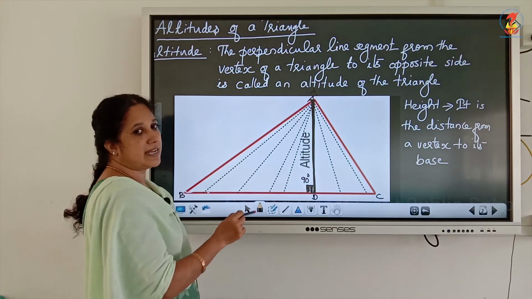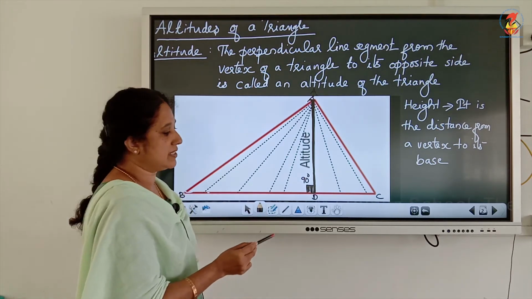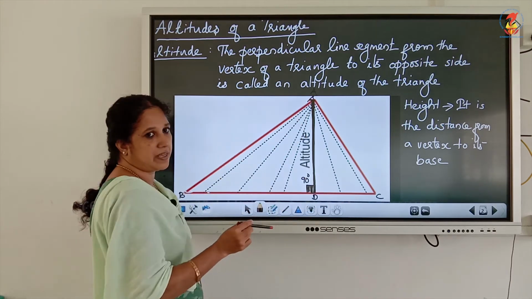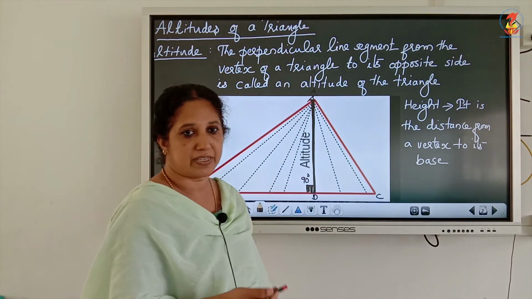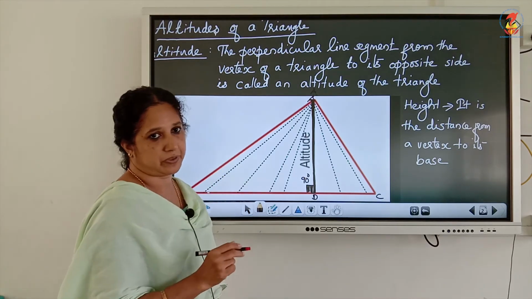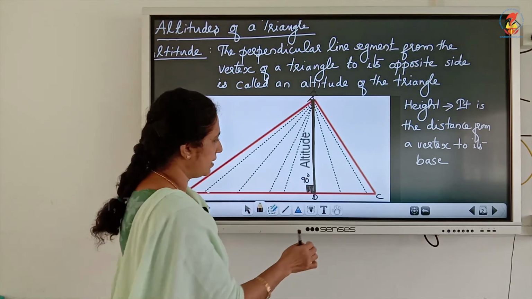And this triangle has three vertices. Which are the three vertices? One vertex is A, the other two vertices are B and C. Since the triangle has three vertices, from each vertex we can draw an altitude.